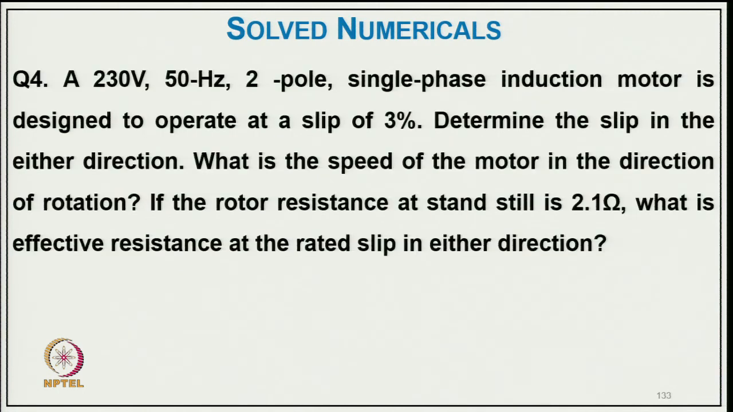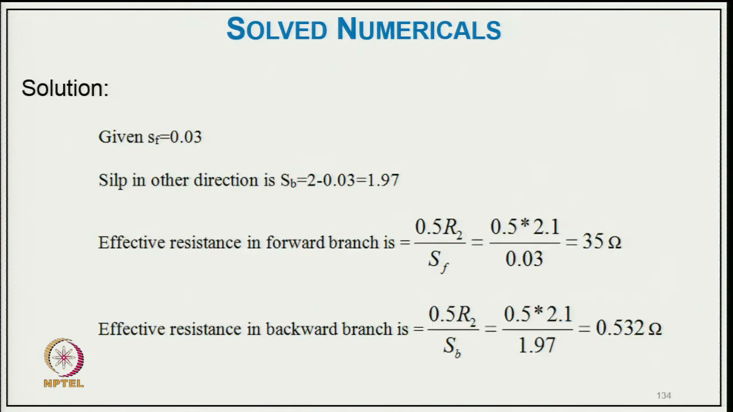Now coming to example 4, a 230 volt 50 hertz 2 pole single phase induction motor is designed to operate at a slip of 3%. Determine the slip in the other direction. What is the slip speed of the motor in the direction of rotation? If the rotor resistance is extended to 0.1 ohm, what is the effective resistance at the rotor slip in either direction? So, given slip SF equal to 0.03, slip in other direction SB equal to 2 minus S, that is 1.97, the effective resistance in forward 0.5 R2 by SF comes 35 ohm, and the effective resistance backward 0.5 R2 upon SB, putting value comes 0.53 ohm.